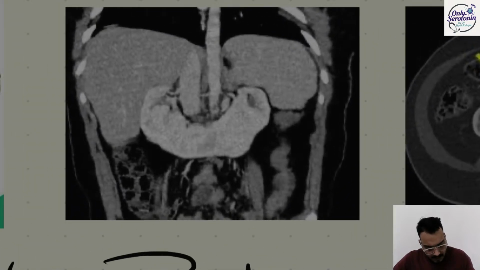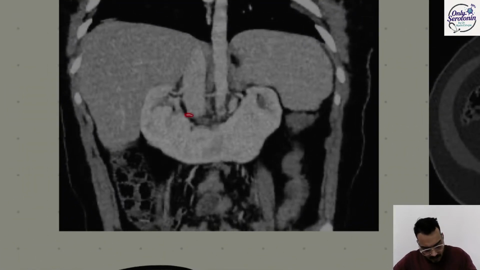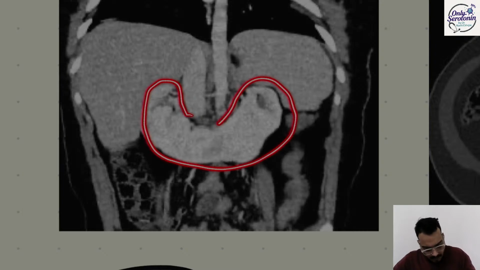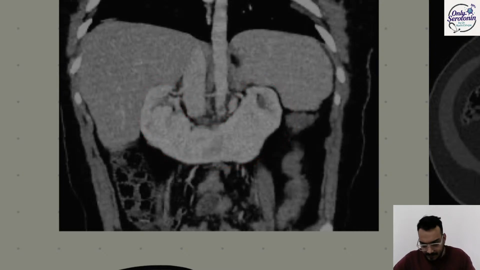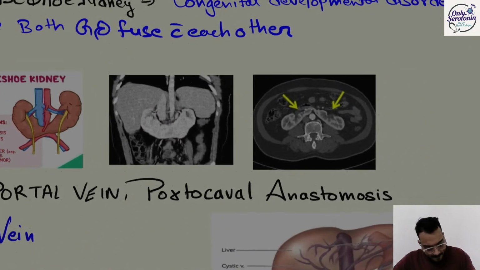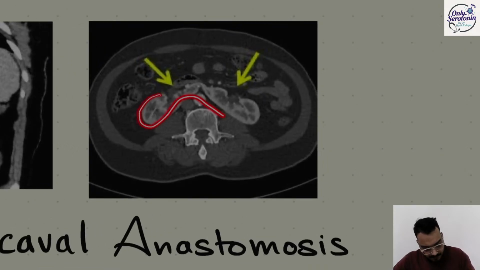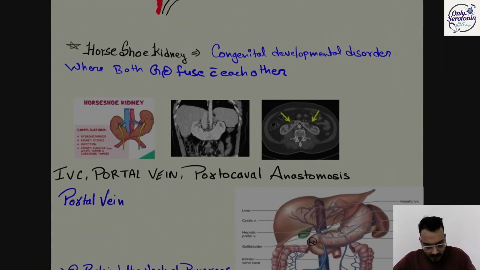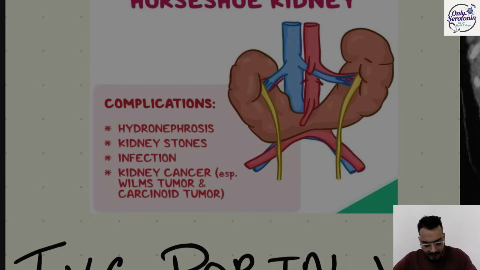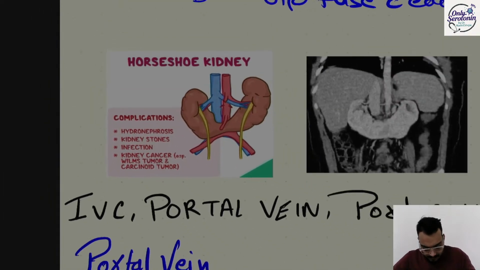Can you appreciate this CT scan, guys? Can you see this thing here? This is your horseshoe kidney. Here also. Why is it important? Because if a person has horseshoe kidney, the person can suffer from hydronephrosis. The person can have more kidney stones, more kidney infections, as well as kidney cancer, especially Wilms tumor or carcinoid tumor. Done.